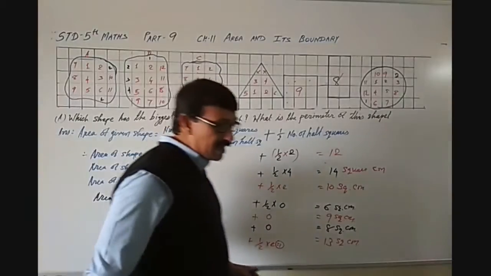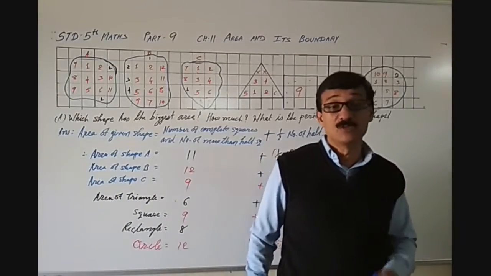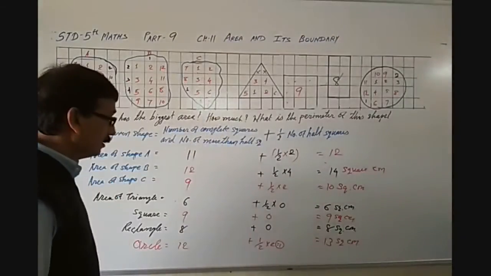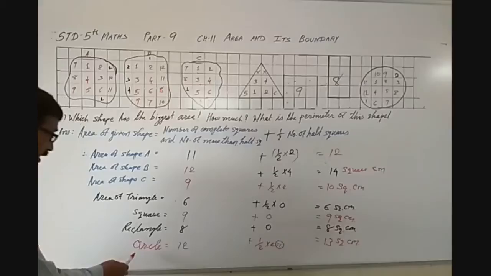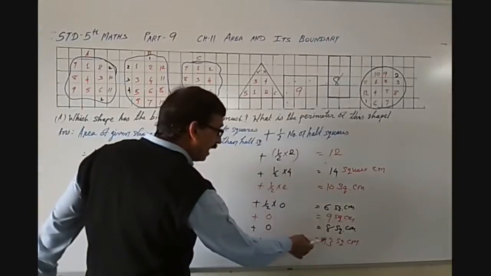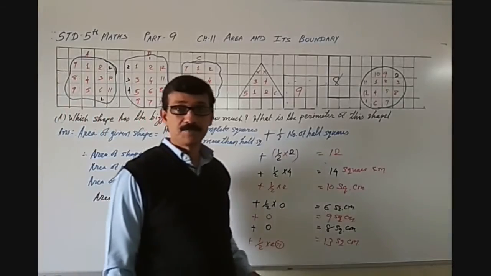So let's answer: find which shape has the biggest area and which has the smallest. See, 6, 9, 8, 13. So we can say the circle has the biggest area and 6, that is the triangle, has the smallest area.